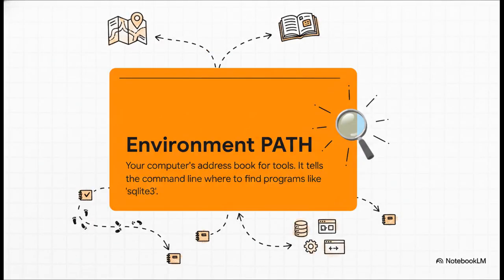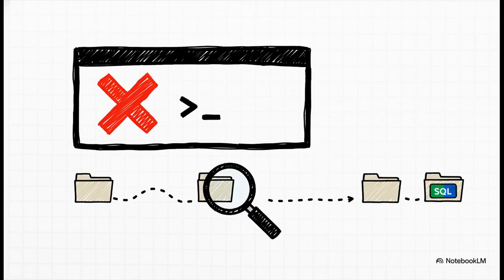A good way to think about the path is like your computer's own personal address book, but for programs. When you type a command like SQLite 3, your system just flips through that address book to find where it lives. If it's not in there, your computer has no idea where to look. So if you go to run the SQLite 3 command and you see that dreaded command not found error, don't panic. It's not broken, I promise. It's almost always just a sign that you need to go double-check that your new tools folder is listed correctly in your path. A quick little update there, and you should be good to go.